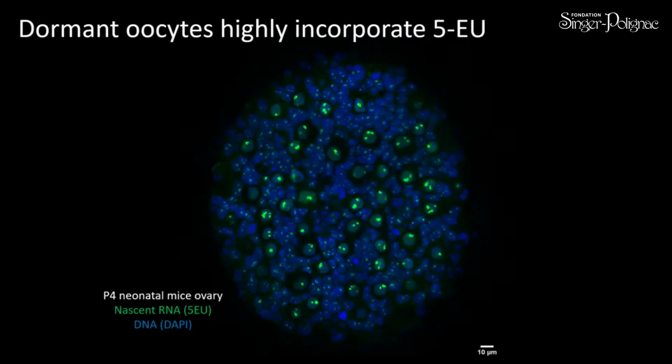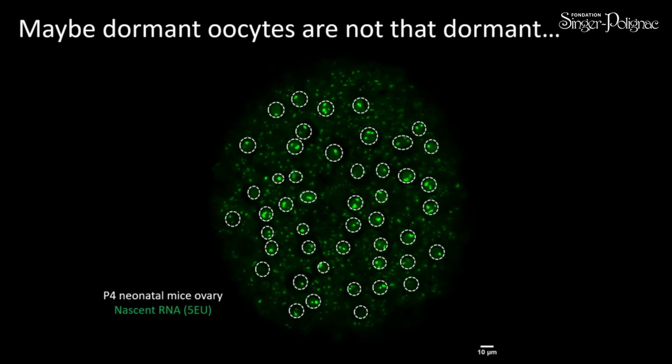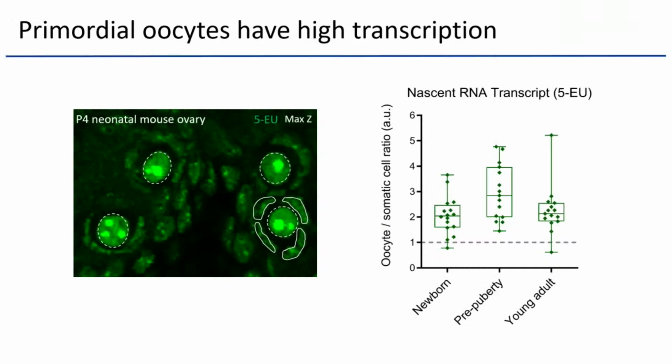So I'm going to show you now a picture of a whole ovary of a P4, so newborn mouse ovary. And I'm using this because they have mostly dormant oocytes. And we see here in blue the DAPI and in green the nascent RNA. And we see actually that the dormant oocytes are transcribing quite a lot, which for me, to be honest, I was not expecting.